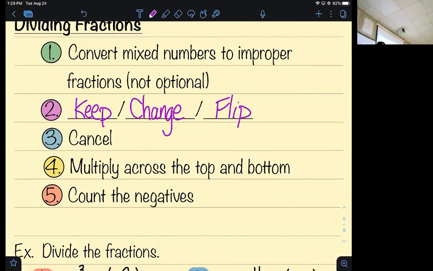Notice where this third step is located. Cancel. That was the same step we did last time, right? But look where it's at. You can only cancel multiplication problems. So you have to change it to multiplication and flip before you can cancel. Do not try to cancel before you flip the second fraction.